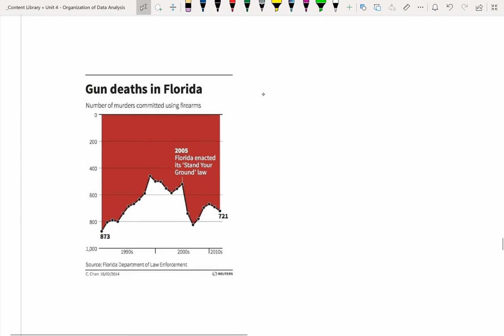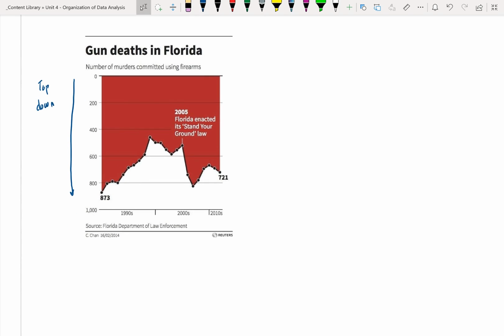If we look at another one, just taking some time to look at the graph. Here we can see that the numbers are actually increasing from the top down. So while it looks like things are decreasing after the Stand Your Ground law was enacted, it's actually increasing, but the way the graph is shown, it doesn't really show that. Definitely highlighting the top part makes it look like it's decreasing. So again, just some accuracy with the graphs.